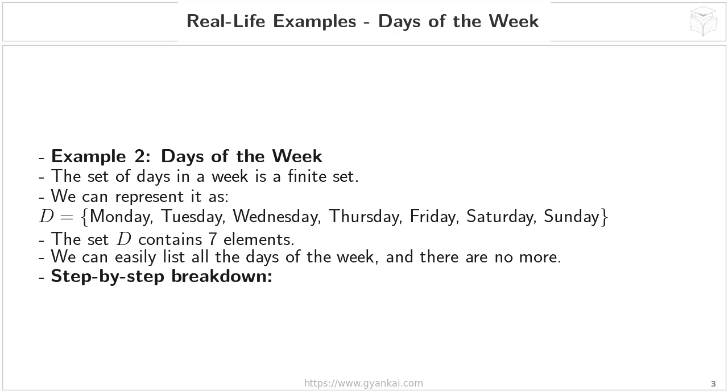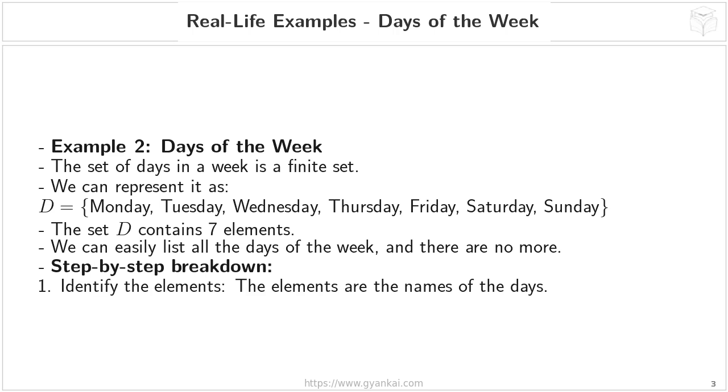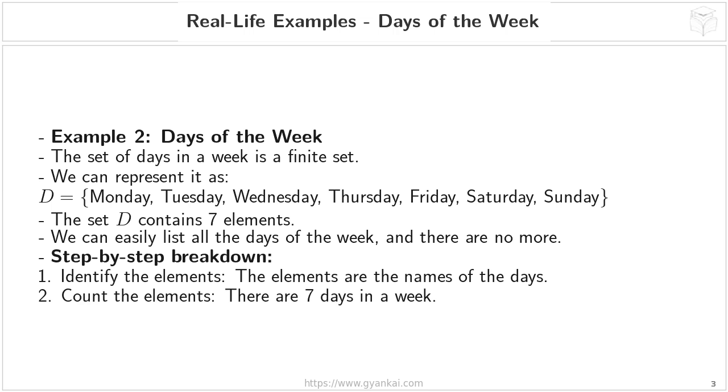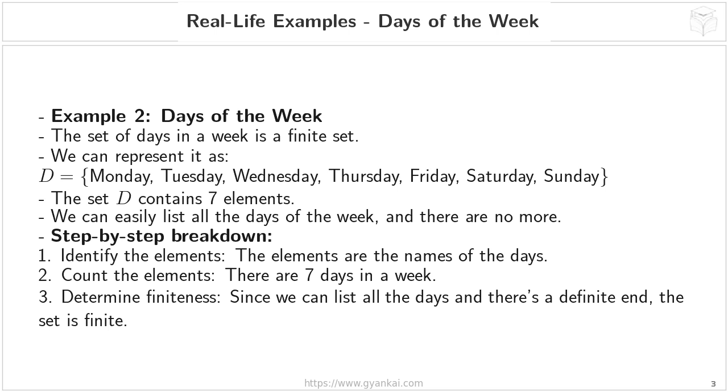Now, let's break this down step by step, just to make sure we've really understood it. First, we identify the elements. In this case, the elements are simply the names of the days, Monday, Tuesday, and so on. Second, we count the elements. As we already established, there are 7 days in a week, so there are 7 elements in our set D. Finally, we determine finiteness. Because we were able to list all the elements, all 7 days, and we know there are no more, we can confidently say that this set is finite.